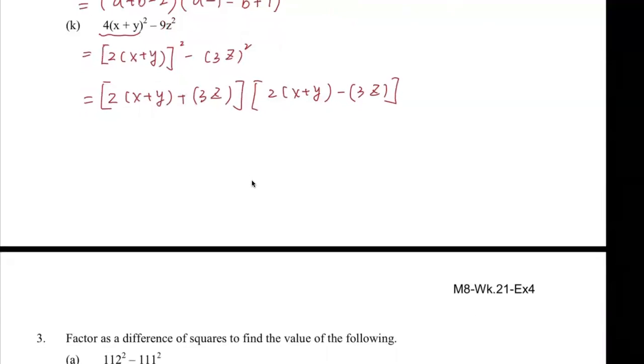Okay, and then there is not much simplification you can do here because the variables are different, so you can't really combine any like terms. So what I'm going to do is just open these two brackets, and that will be our final answer. So the answer will be 2x plus 2y plus 3z times 2x plus 2y minus 3z. Okay, so that's question number 2.